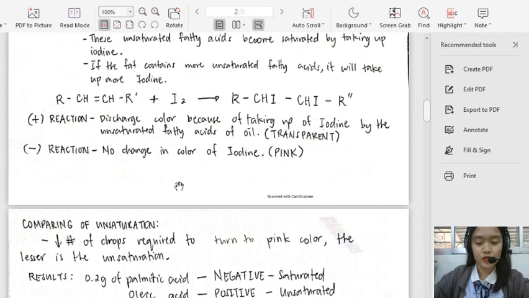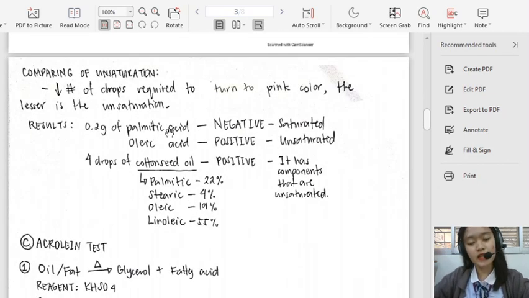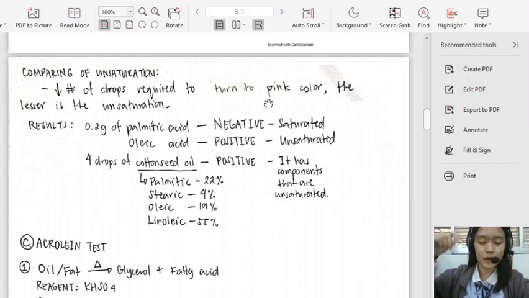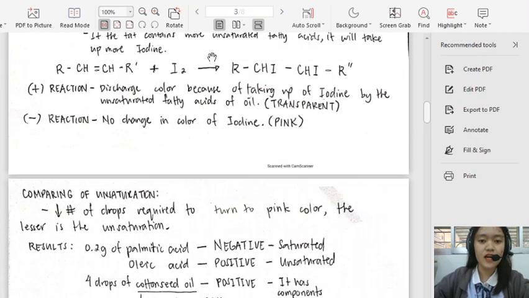Okay? So, when it comes to a point na after how many drops, hindi na nag-turn into colorless yung inyong solution. So, dahan-dahan, pag drop mo ng drop by drop, nagiging color pink na yung iyong solution. That means that the sample, your palmitic or your oleic acid or cottonseed oil is already saturated. Okay? Kasi, na-bonded na lahat ng double bonds found in its unsaturated structure. Okay? Yung mga double bonds niyan, lahat meron ng iodine.